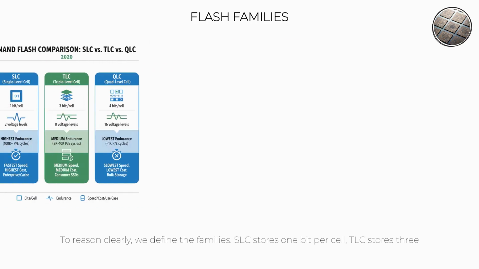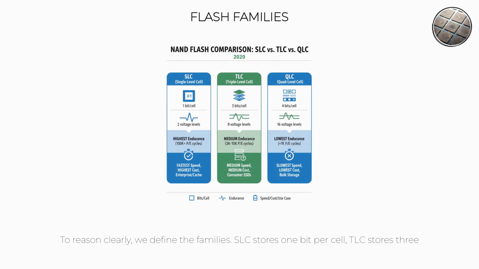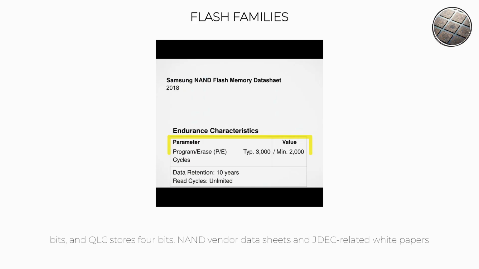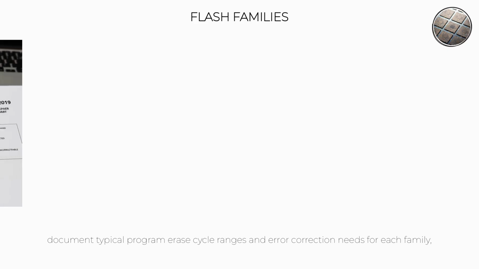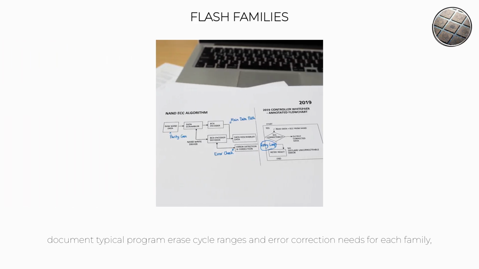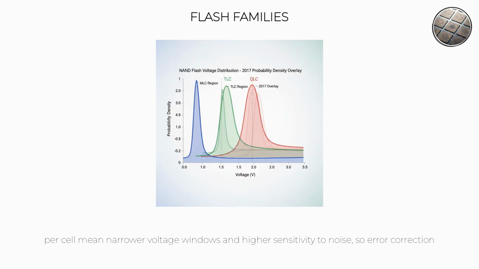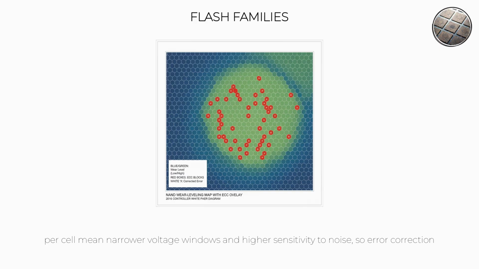Chapter 2. Flash Families. To reason clearly, we define the families. SLC stores 1 bit per cell, TLC stores 3 bits, and QLC stores 4 bits. NAND vendor datasheets and JEDEC-related white papers document typical program erase cycle ranges and error correction needs for each family, which set the endurance and capability bounds. The mechanics are straightforward. More bits per cell mean narrower voltage windows and higher sensitivity to noise, so error correction and wear leveling must work harder.